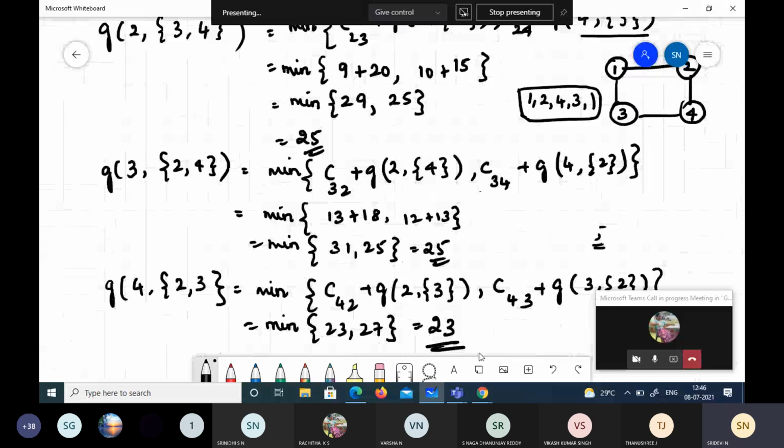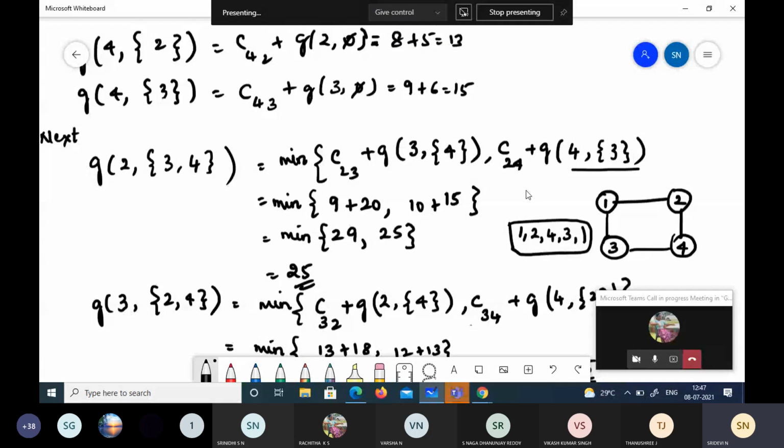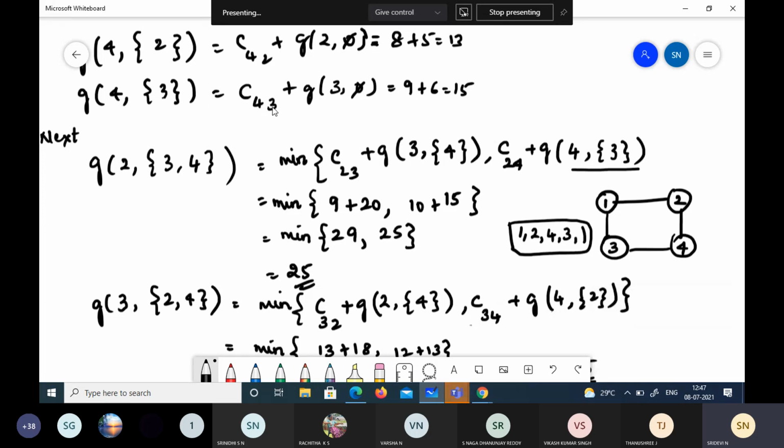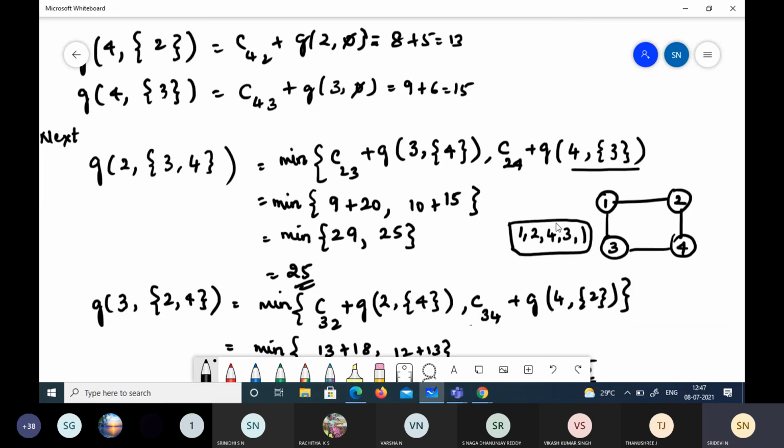So when we went there, we saw that here the minimum value is this 25. So we got to know that from 2 we went to 4. So to find one more edge, we should go back to G of 4, 3. When we went here, we understood that we should take the cost from 4 to 3. We took it. And finally, this is the path 1, 2, 4, 3, 1, and the cost is 35, as you all know here. Is that clear?